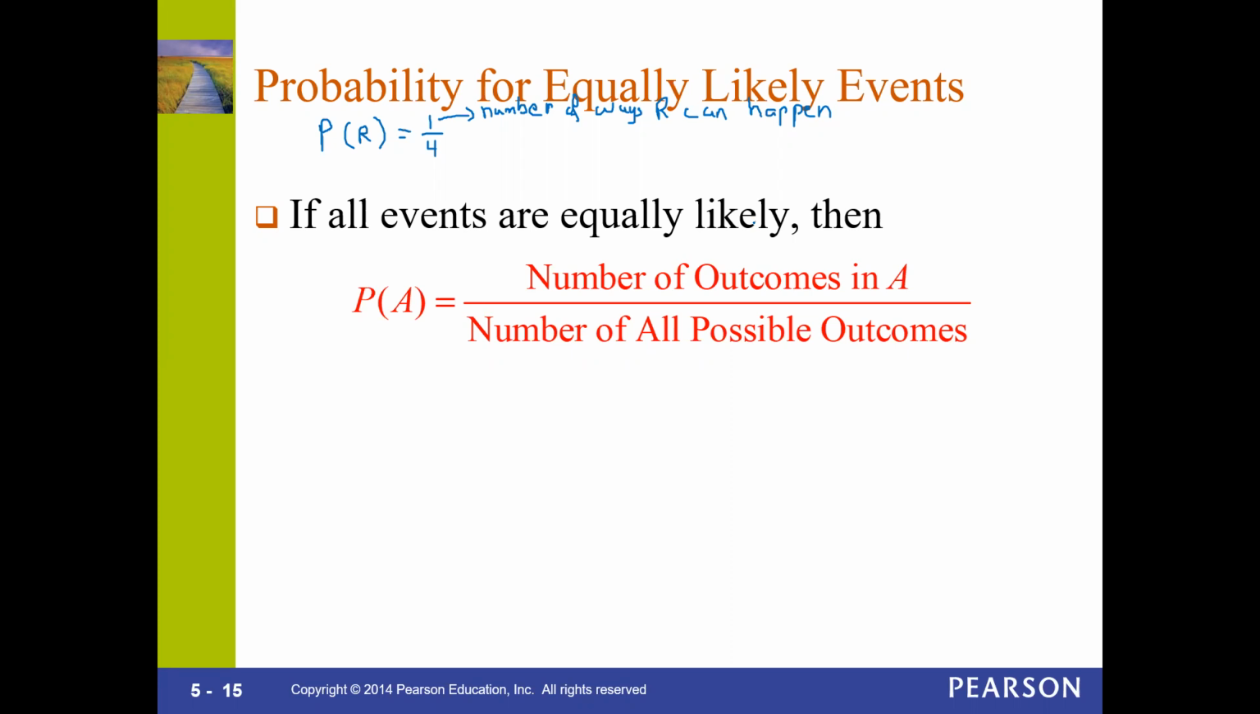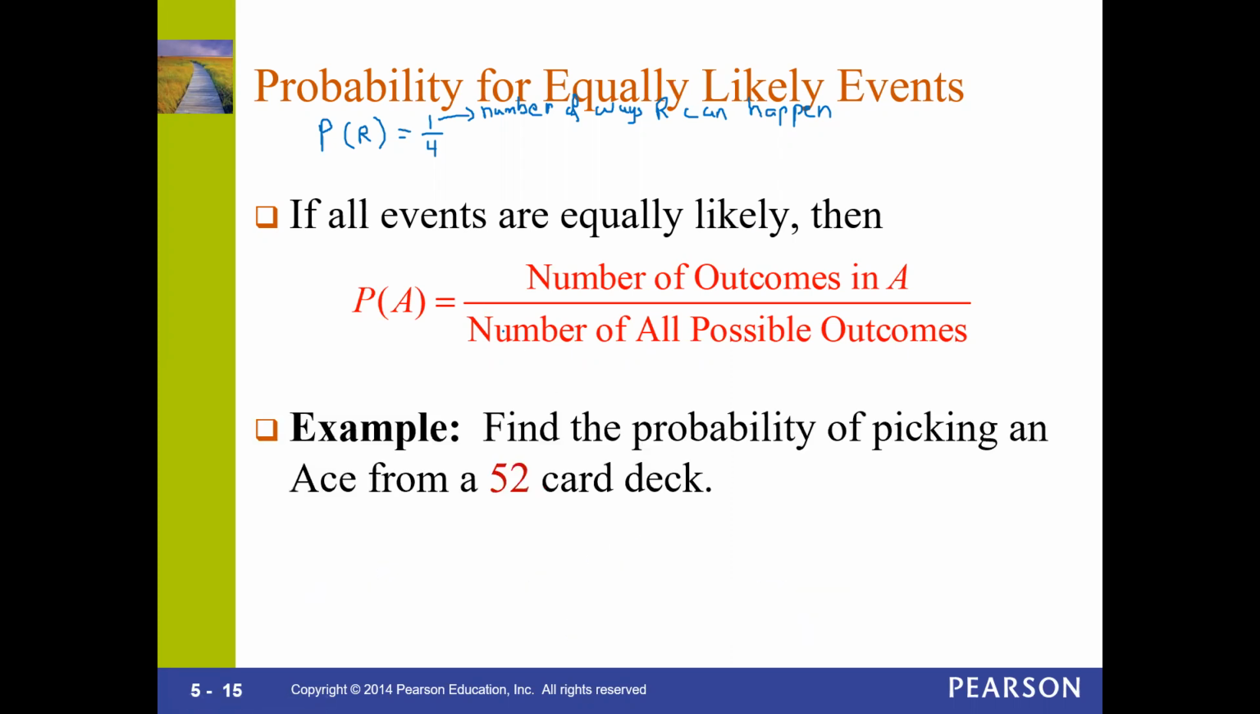Okay. So that's just the definition of that. We're talking about the example in which we talk about some cards. Say this one: find the probability of picking an ace from a 52-card deck.